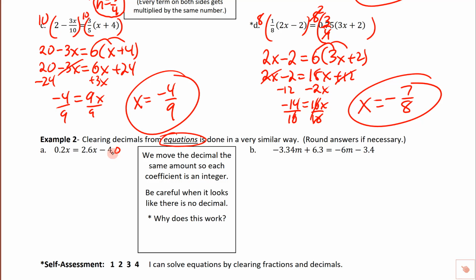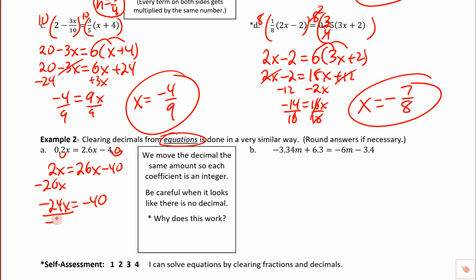So here's what we're going to do. If we could just scoot this over 1 decimal place, that would be a 2x. Scoot that over 1 decimal place, that would be a 26x. And scoot that over 1 decimal, it goes from being a 4 to being a 40. So this is negative 40 right here. And then we just go ahead and solve this. So we're going to move this on the other side. We're going to subtract 26x. So this is going to be negative 24x equals negative 40.